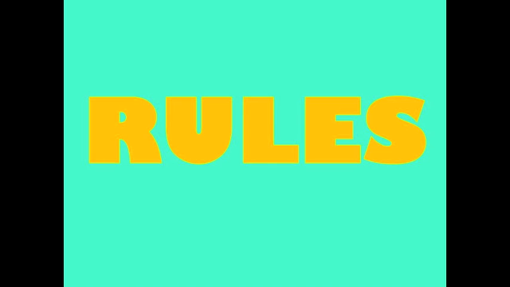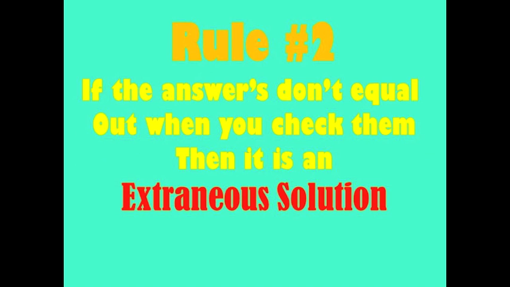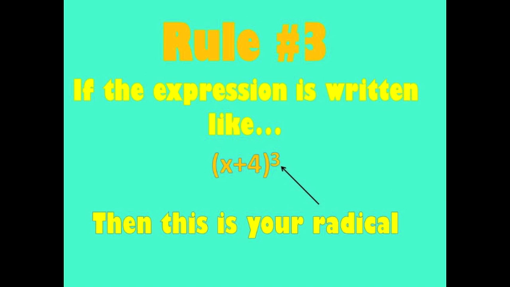Here are some rules to solve radical expressions. Rule number 1. If there isn't a radical given, then it is automatically a 2. If you check your answer and both your answers do not match, then it is an extraneous solution. If your expression is written like the one given, then your radical is written in the top right-hand corner.